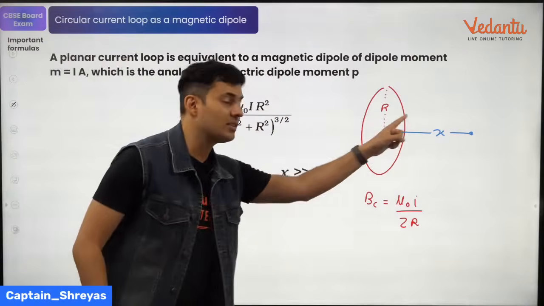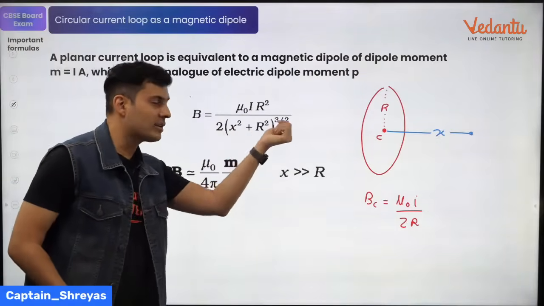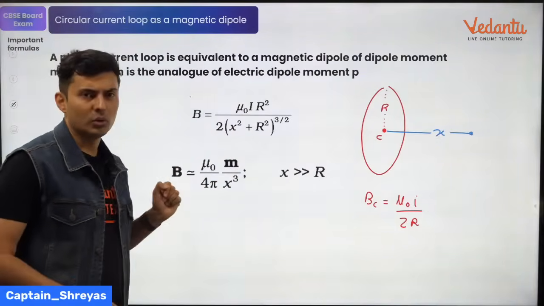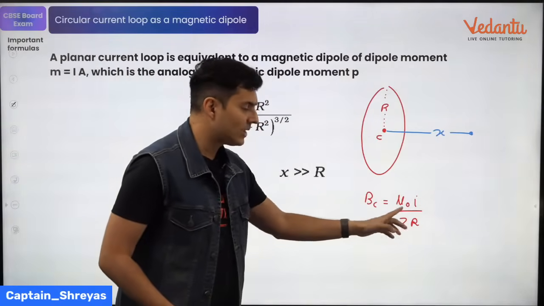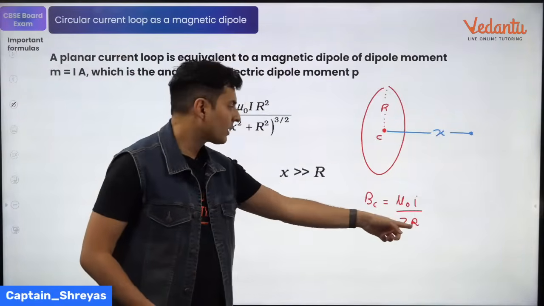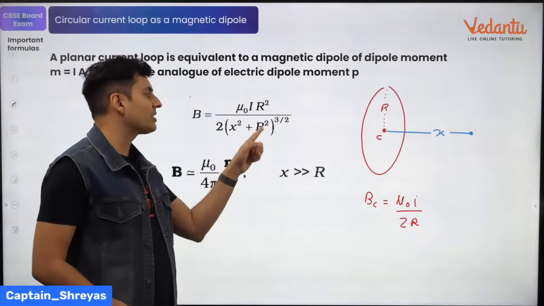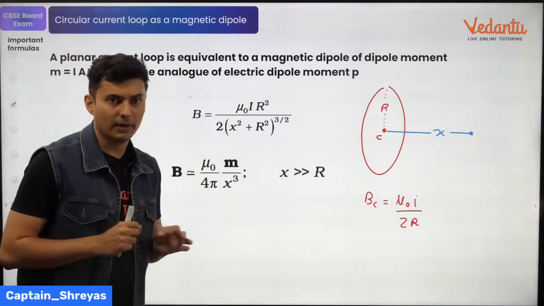X is nothing but the distance on the axis. It's going to be slightly different. It is x square plus r square whole raised to 3 by 2, the whole thing into 2. So that's the change. Here mu naught I by 2 is there. On the top you have r square. Here at the bottom you have r square plus x square raised to 3 by 2. So that's something which you should keep in mind.